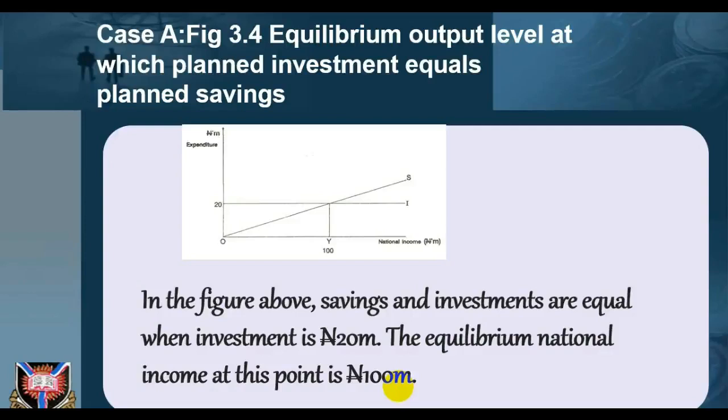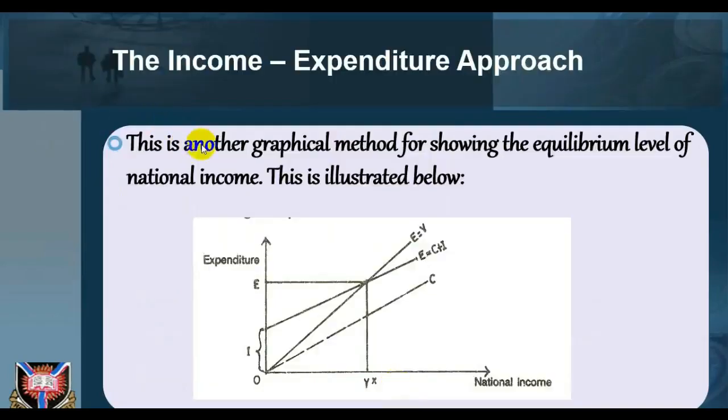The income expenditure approach. This is another graphical method for showing the equilibrium level of national income. This is illustrated below.